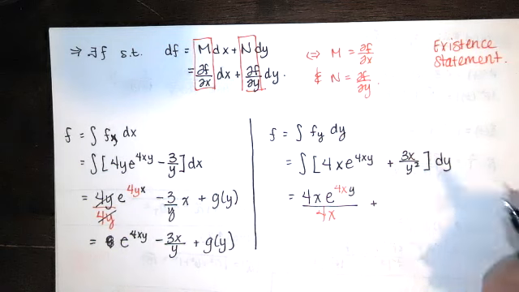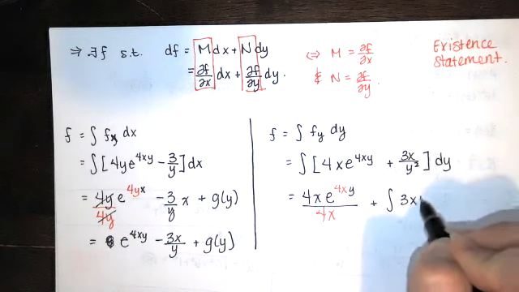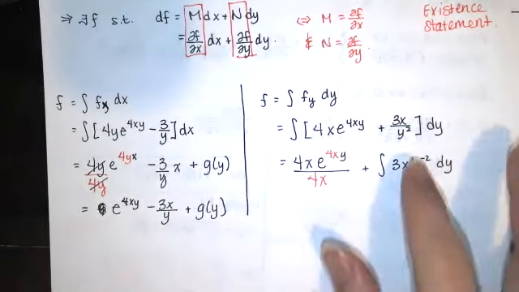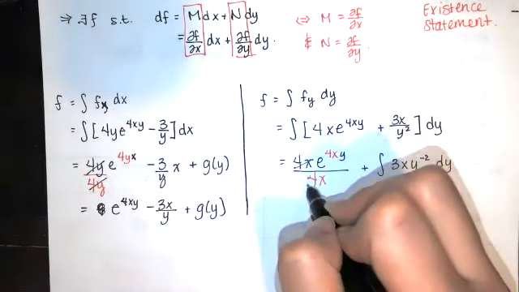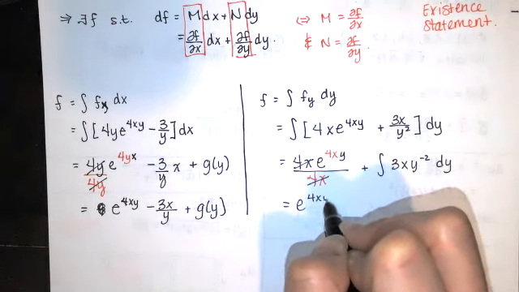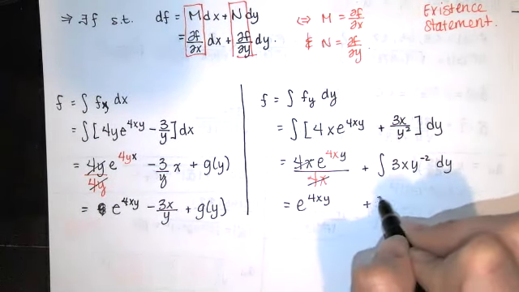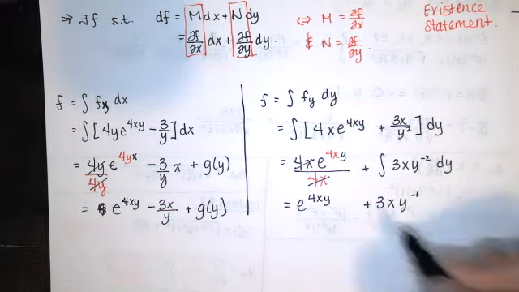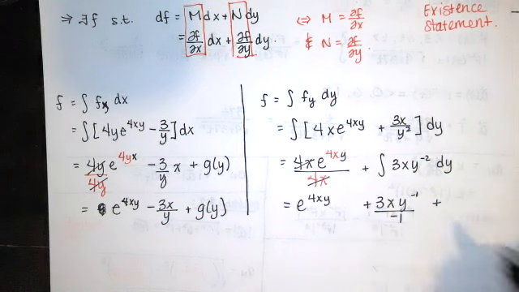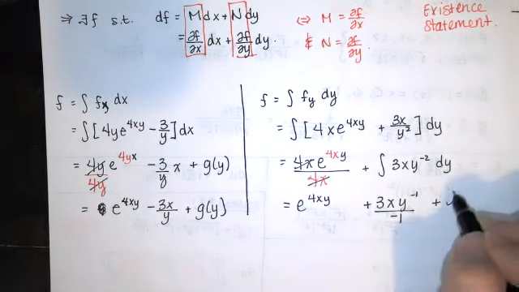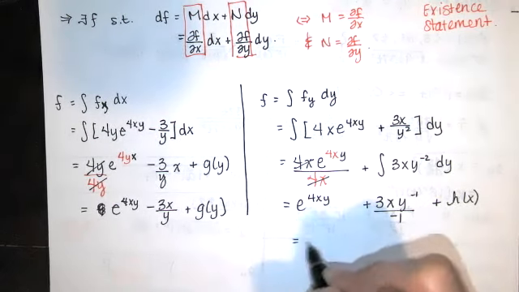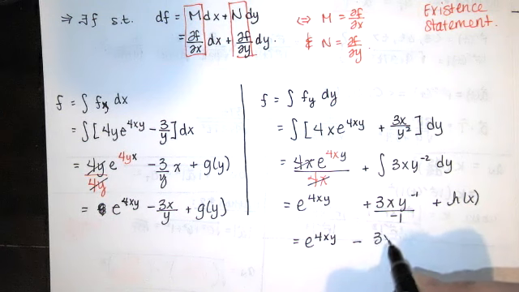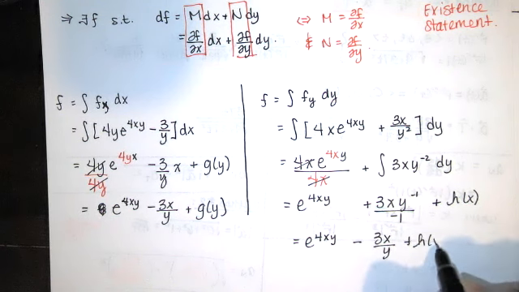And then in order to evaluate that antiderivative, I might bring that y up to the numerator. So I've got a y to the -2 here. So we'll bring the 3x, which is a constant, down, and then we add 1 to the exponent, and then divide by the new exponent, and then add something that's constant with respect to y, but not necessarily with respect to x. So I'll call that h of x. So we get f is e to the 4xy minus 3x over y plus h of x.